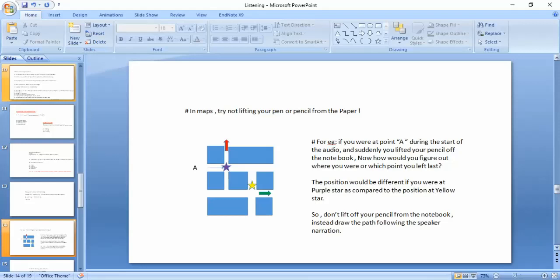The position would be different if you are at the purple star as compared to the yellow star. The left from the position of the purple star would end up in a different place than the left from the position of the yellow star. So don't lift your pencil off the paper while you are listening to the instructions about a map in a listening section, because you will end up with wrong answers.